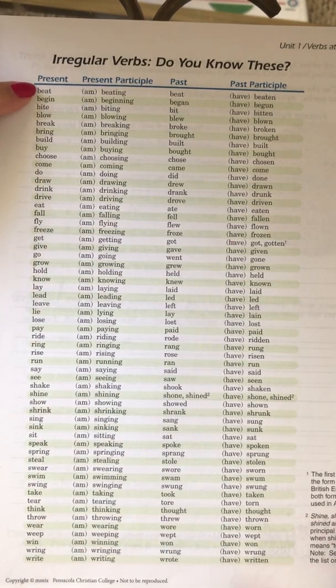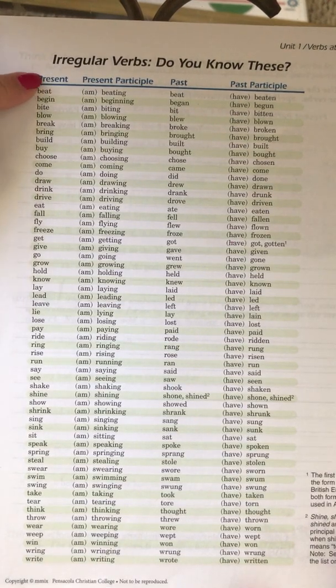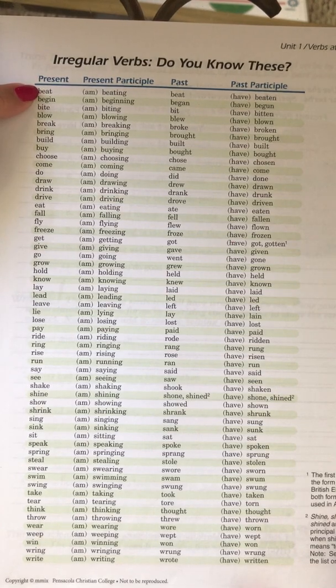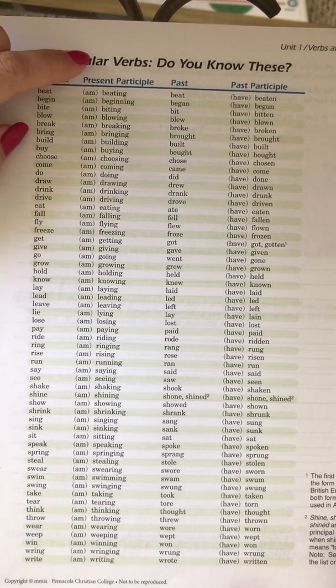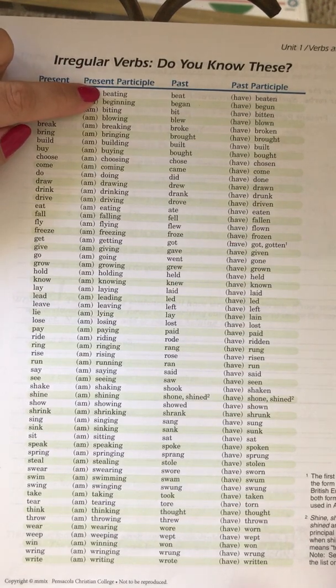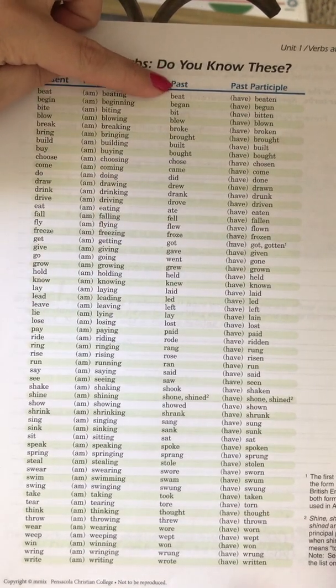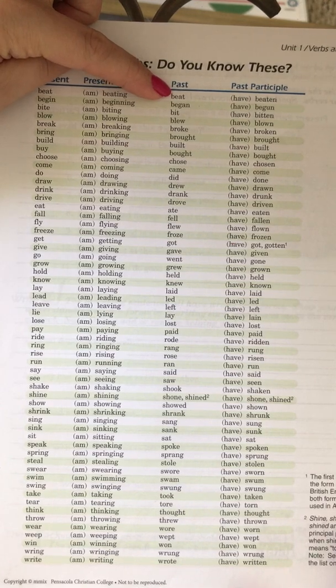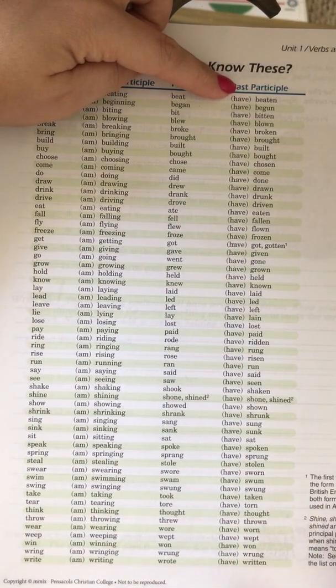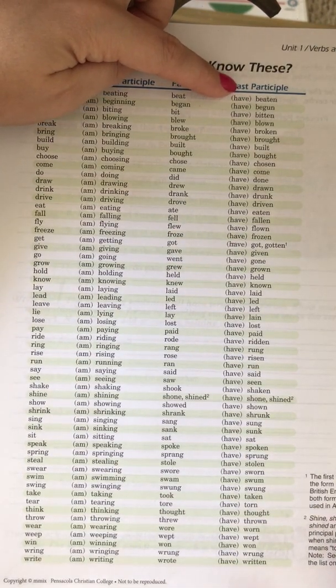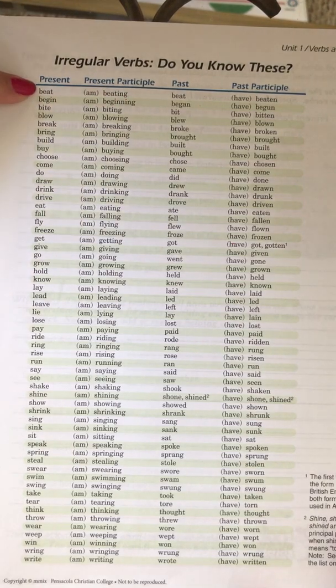And here's an example. We have the word beat. The present form is beat. The present participle form is beating. The past is beat again. That's what makes it irregular. You would not say, I beated. You would keep it as beat. The past participle is beaten. So because the rules don't apply, it makes it irregular.